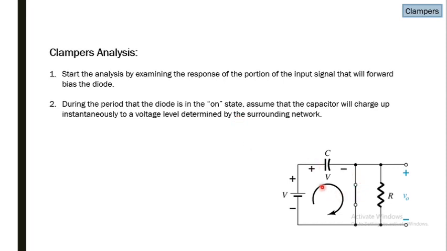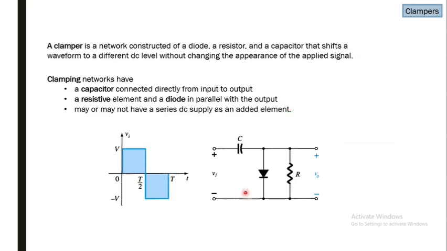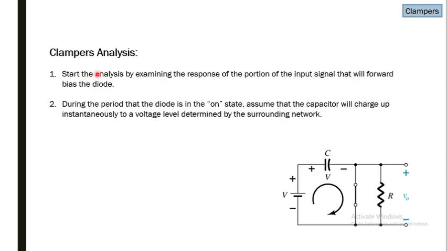Here we have a clamper circuit shown in this circuit. This is a clamper circuit. For its analysis, we have 5 different points. Let's start with the first point, which says we should start the analysis by examining the response of the portion of the input signal that will forward bias the diode.